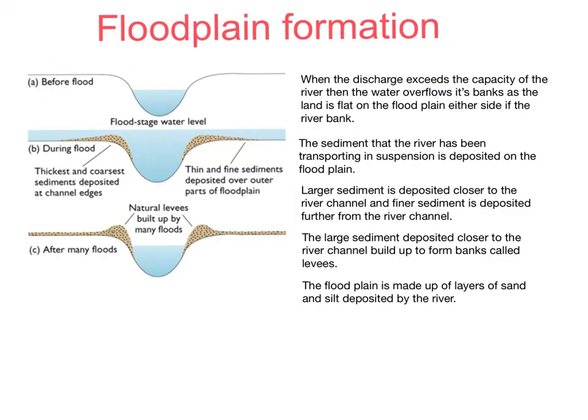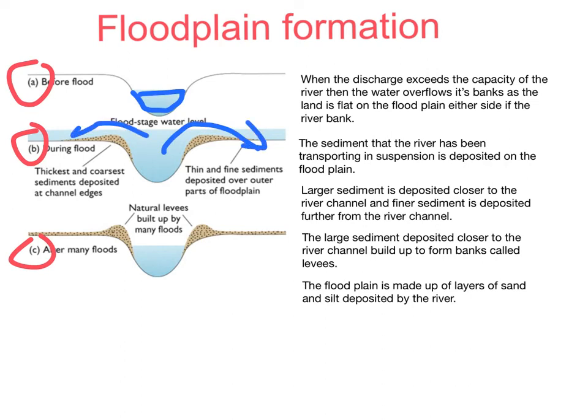Another landform of deposition is a floodplain, and this is formed sort of shown by this diagram. So there are 3 stages here. We've got A, B and C. And what happens is when the discharge is held within the river channel, i.e. the capacity of the river is able to hold the discharge, it's fine. But occasionally if there is periods of high rainfall or other reasons which may cause a flood, which we'll look at again, then the river will flood over the banks. It will overflow its banks.